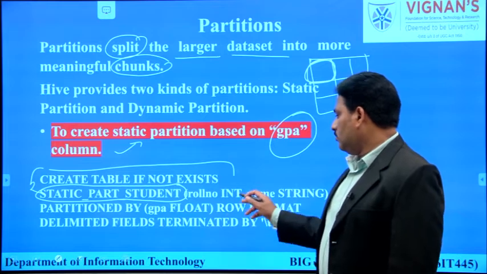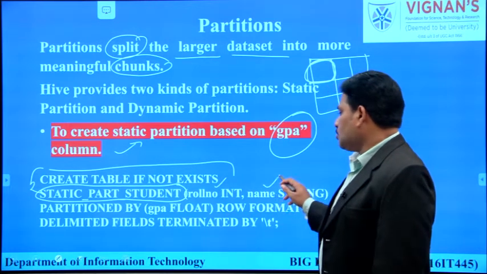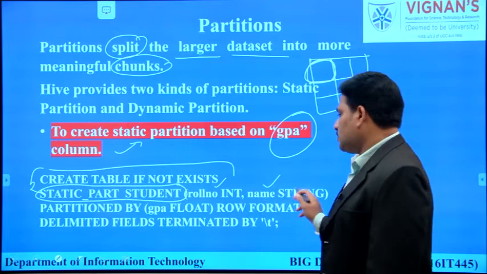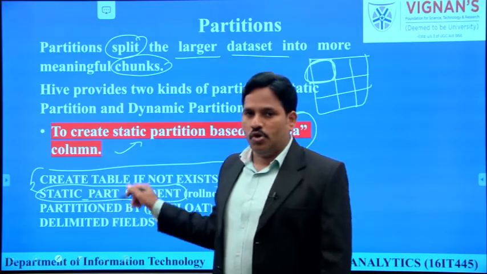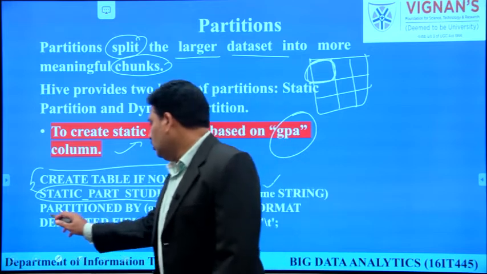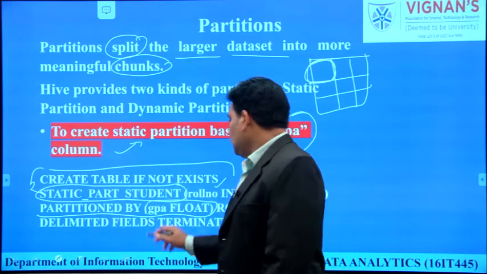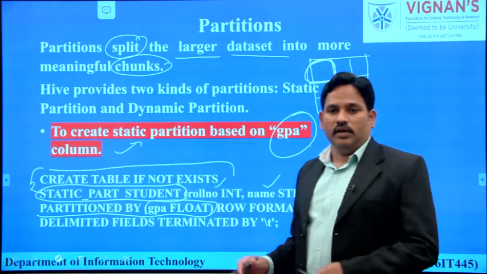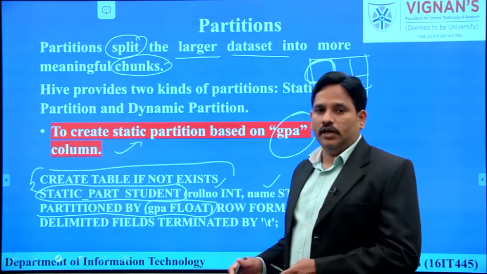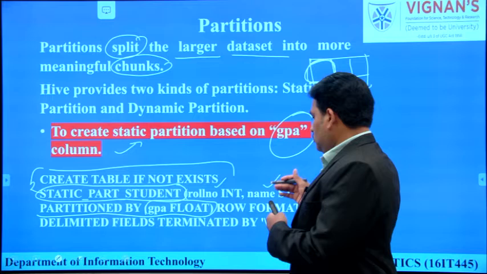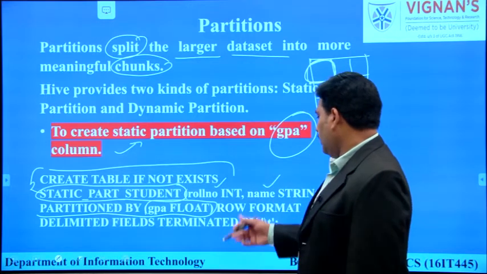Now what are the elements of the student table? Roll number and name of the student with the data types integer and string, partitioned by, that means the total student table is going to be partitioned based on GPA. Whatever number of columns we are having in the student table, all columns are going to be partitioned based on the GPA value of the student.